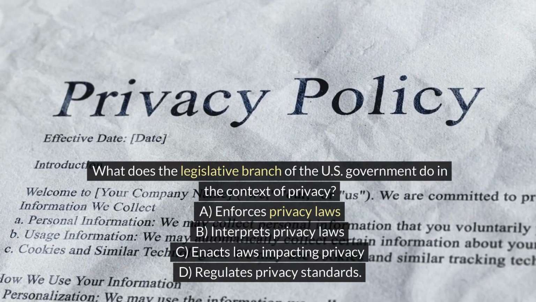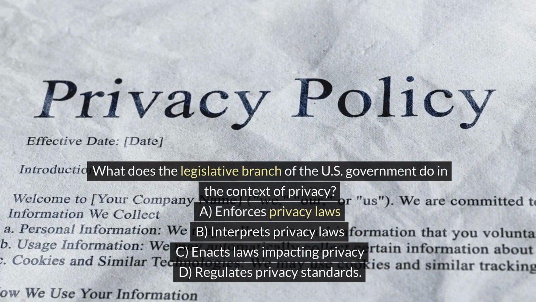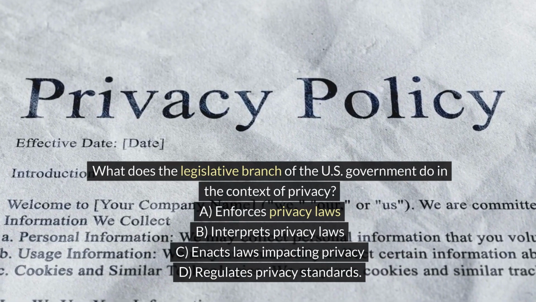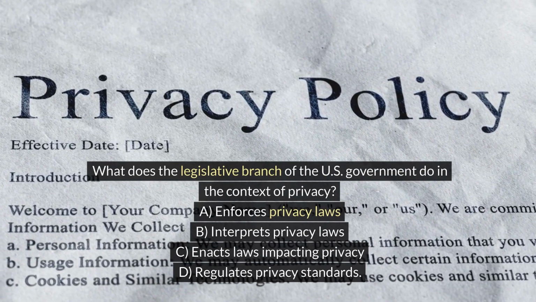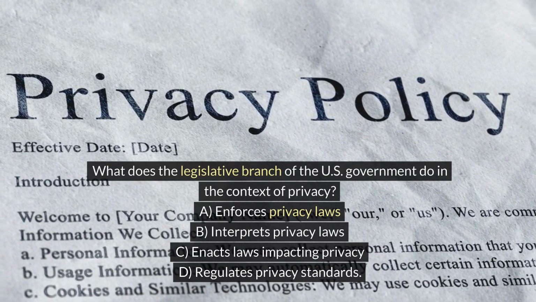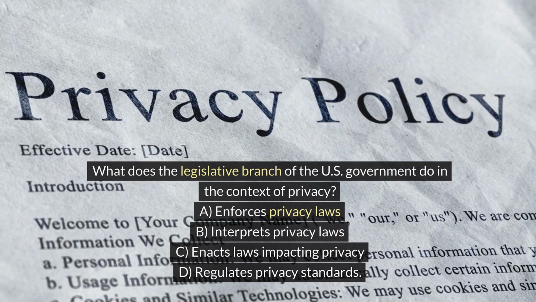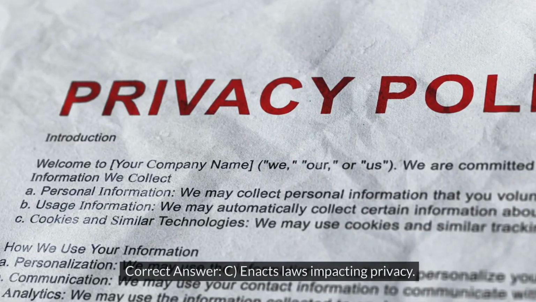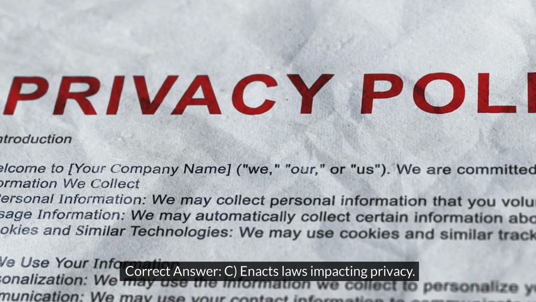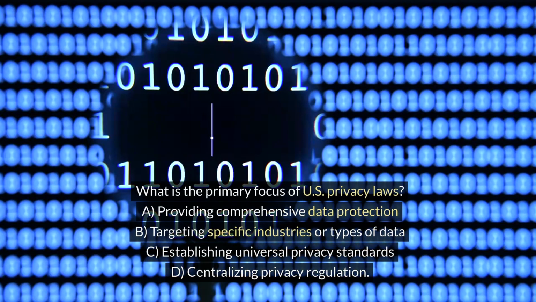What does the legislative branch of the U.S. government do in the context of privacy? A. Enforces privacy laws. B. Interprets privacy laws. C. Enacts laws impacting privacy. D. Regulates privacy standards. Correct answer: C. Enacts laws impacting privacy.